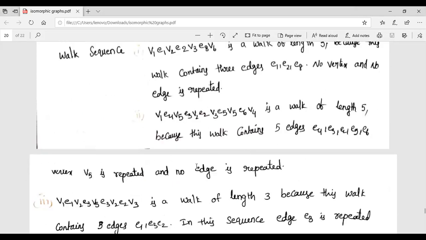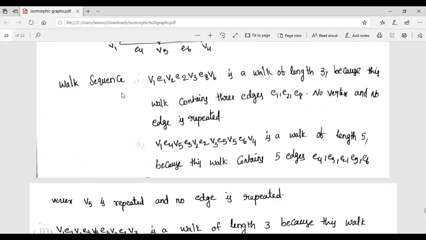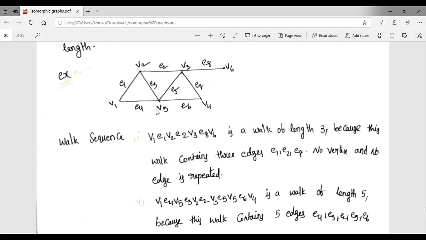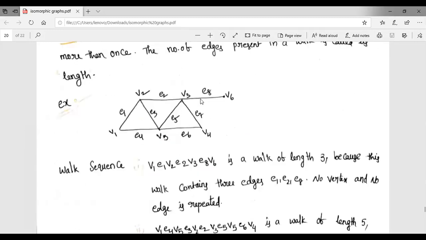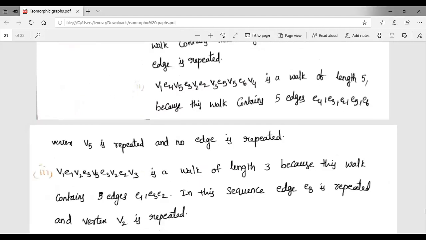If we consider another walk in the given graph: V1, E1, V2, E3, V5, E3, V2, E2, V3. It is a walk of length 3, since it contains 3 distinct edges, but edge E3 is repeated and vertex V2 is repeated. Whether a vertex or an edge is repeated, there is no problem in that.